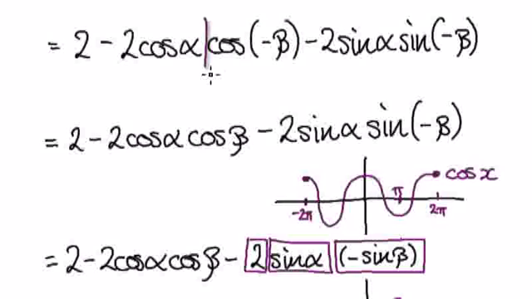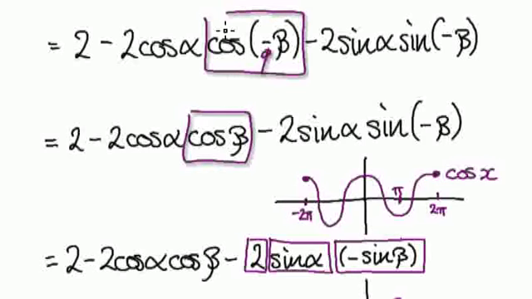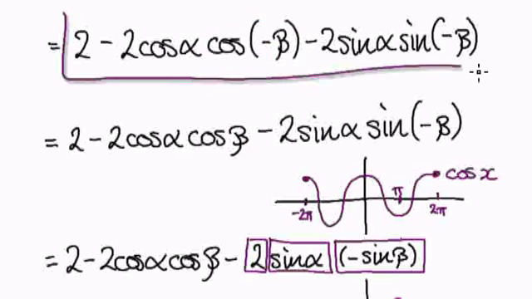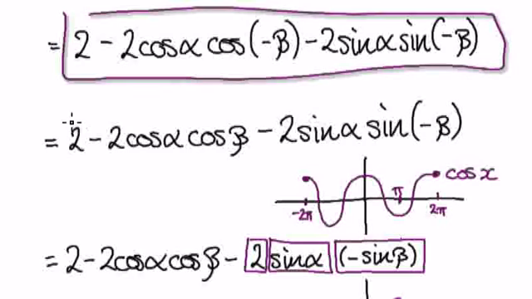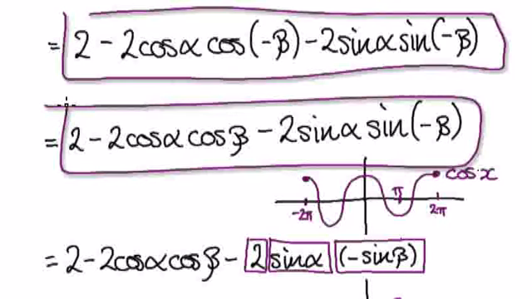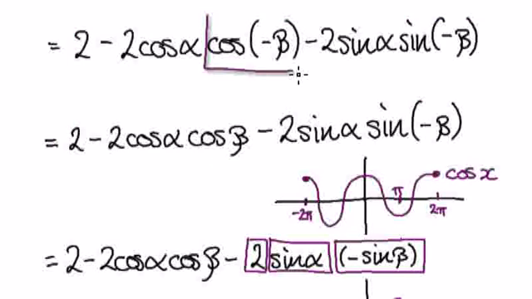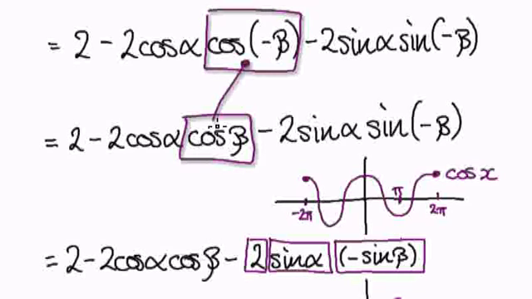Because cos of x is an even function, we can just ignore this minus. It will be the same thing. This thing here will be exactly the same as this, so this here will then become this here. We know that these two boxes are the same. From here we are now here.